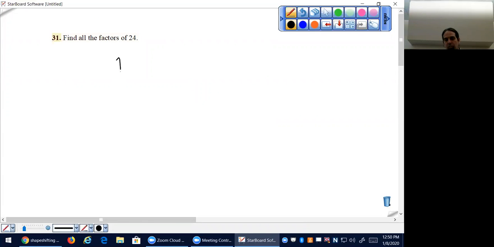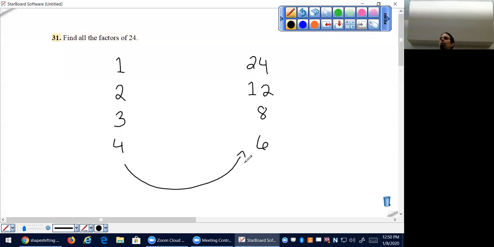So we'll start with 1, and 1 times 24. 2. Sure, 2 times 12. 3. 3 and 8. 4. 4 and 6. 5. No, then we're back up to 6 and we stop. We stop because if anything 6 or bigger was a factor, it would have to have a tiny thing to match with it, and you would have already seen it.